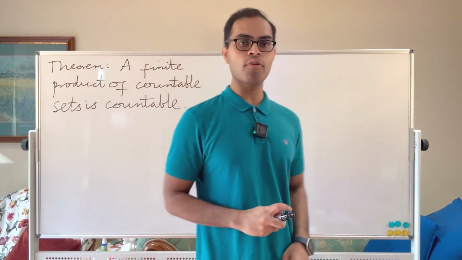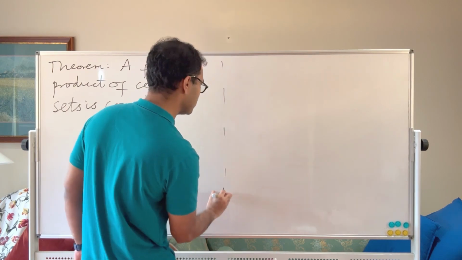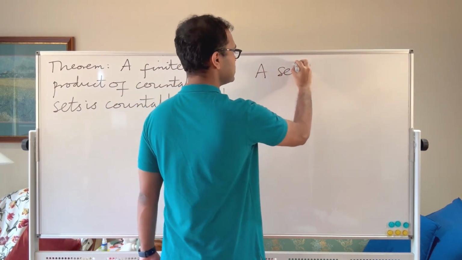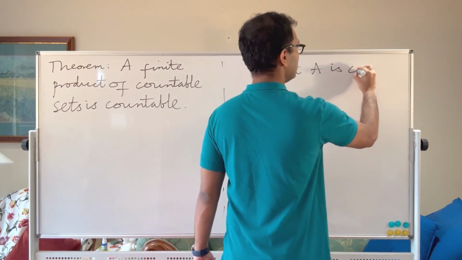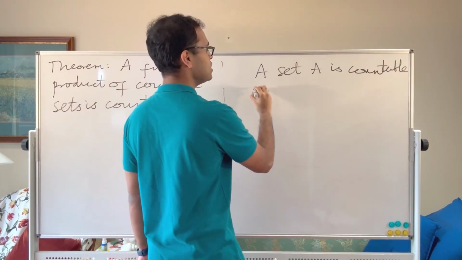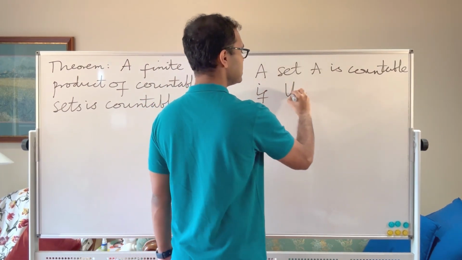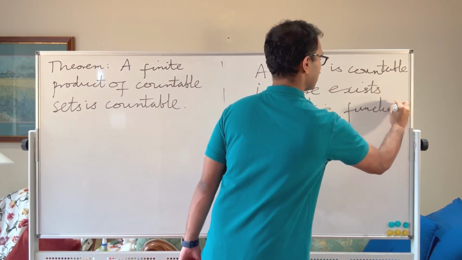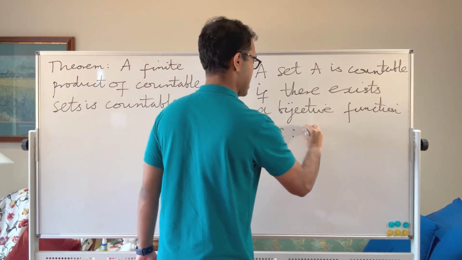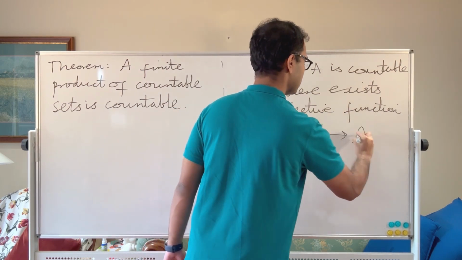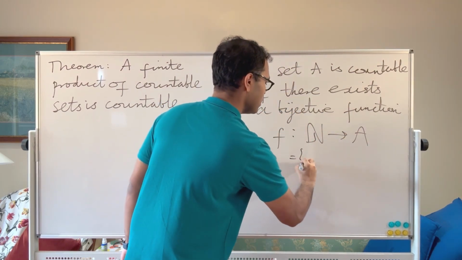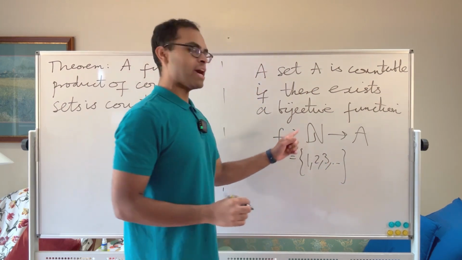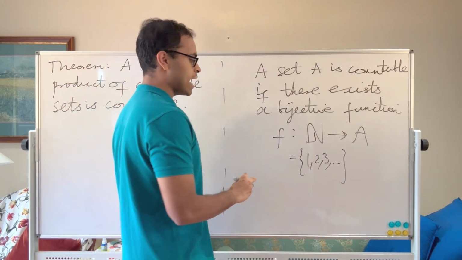So a quick review of countability, which will be essential in our proof as well. We say that a set A is countable if you can enumerate the elements of A, which is to say that there exists a bijective function f from N to A, where N is the set of natural numbers, so N is essentially 1, 2, 3, etc.